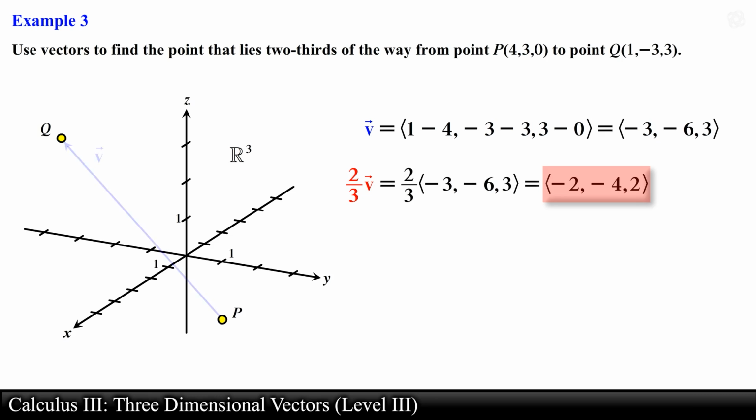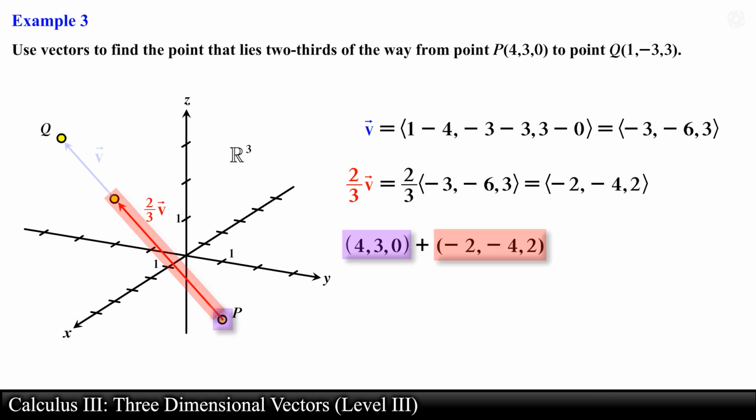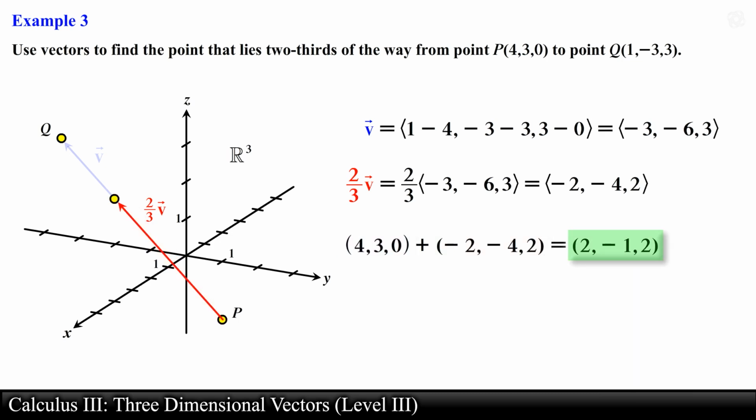Now, this component essentially tells us the difference between point P and the point that is 2/3 away from point P. So all we need to do is to take point P and add the components of the scaled vector. Doing that, we obtain the final coordinate equal to 2, -1, and 2.